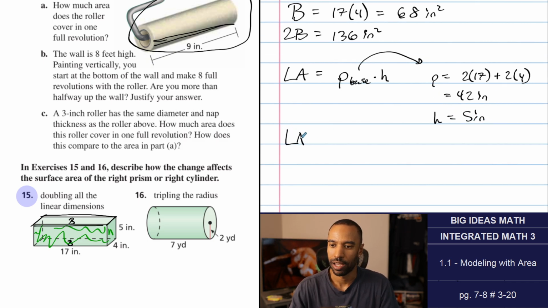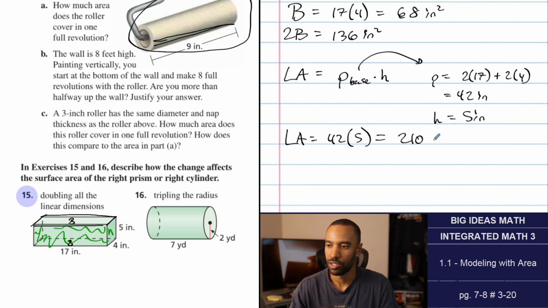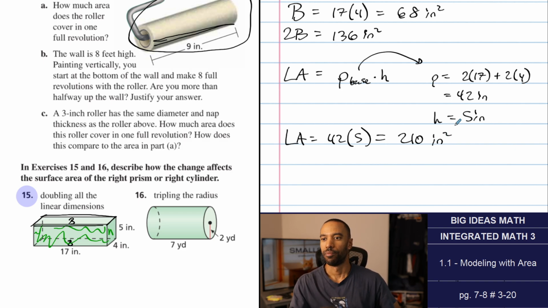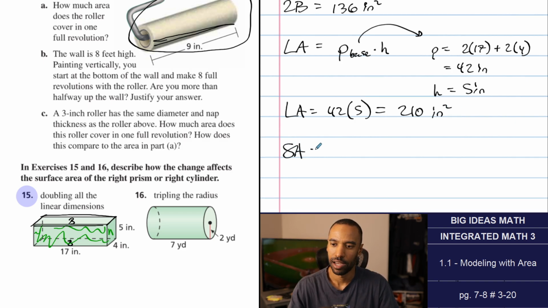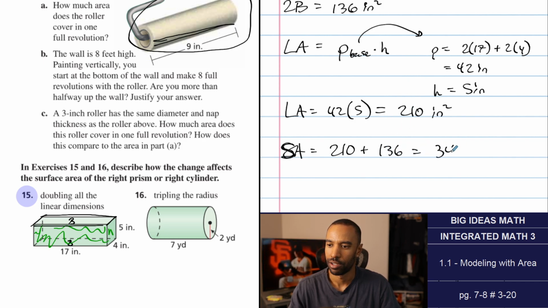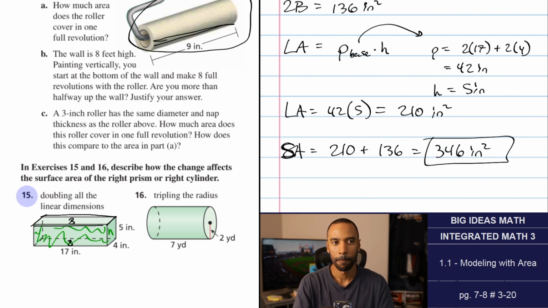So your lateral area is 42 times 5. 42 times 5 is 210. We get 210 square inches from that. So your overall surface area of this guy, that's an S, sorry, S, surface area, is lateral area plus area of your 2 bases, and that'll be 346 square inches. Now that's just the original one. We're going to be doing it again with a different calculation on this whole set. Okay, so that's it on number 15.